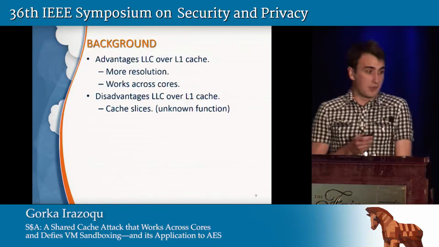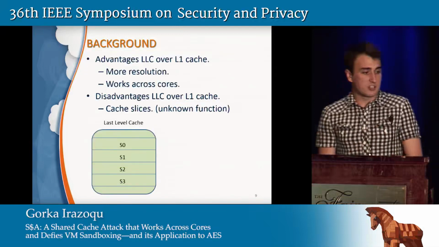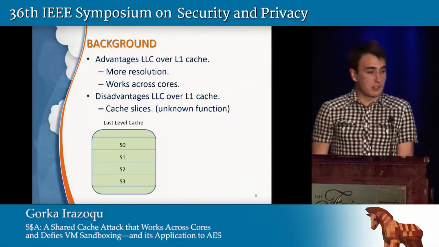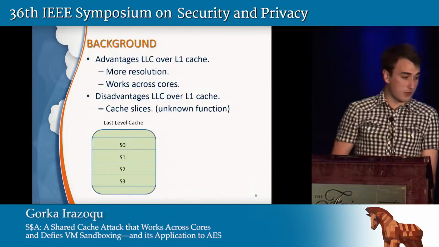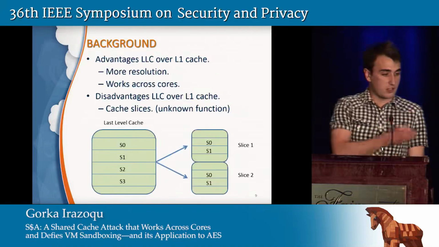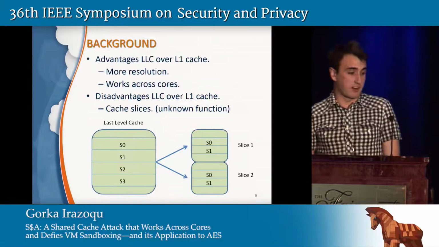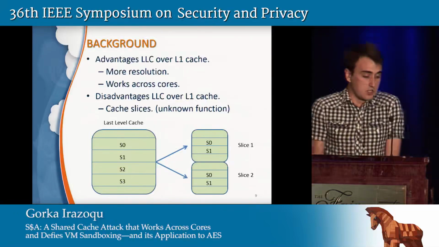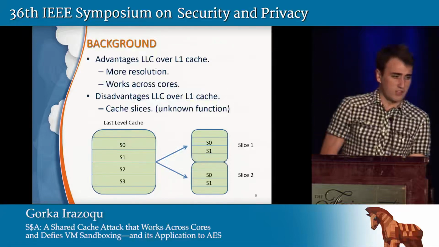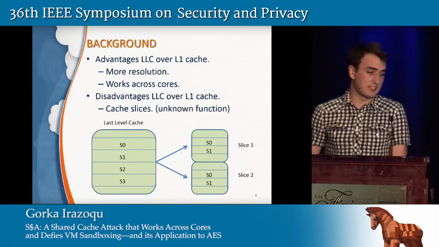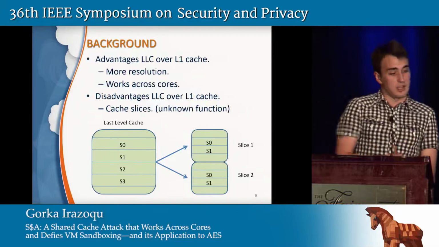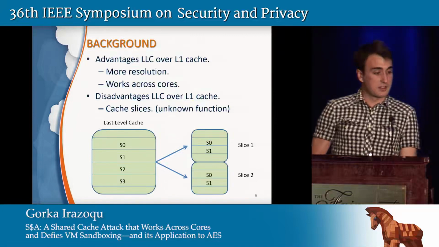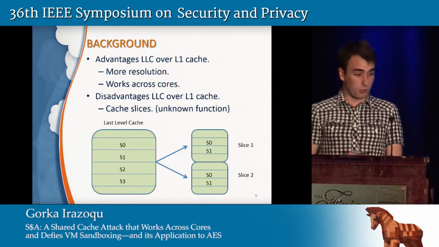The disadvantage of the last level cache is that, in Intel processors at least, it's usually divided into slices. This means that instead of having a last level cache like the one we see in the slide, where we have 4 sets, for example, it's going to be divided in 2 slices, a slice 1 and a slice 2. Instead of having 4 sets, each slice is going to get 2 sets. So basically, the user is only going to be able to put his data into set 0 or set 1. And there is an unpublic function, not documented by Intel, that decides between both slices where the data is going to be located.